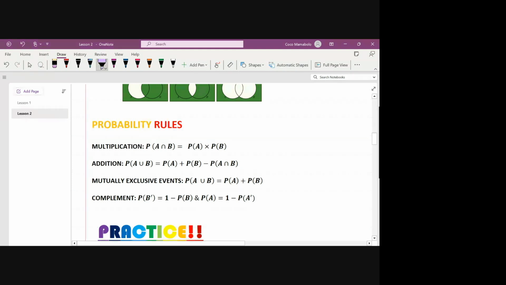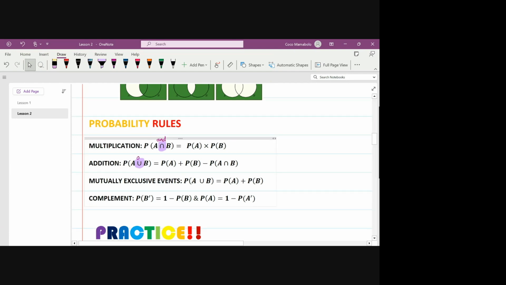All right, let's look at the probability rules. So the multiplication rule says the probability of A intersection B, or the probability of A and B, is the probability of A multiplied by the probability of B. Then the addition rule is the probability of A union B, that is the probability of A or B, is the probability of A plus the probability of B minus the probability of A intersection B. Now that's very important.